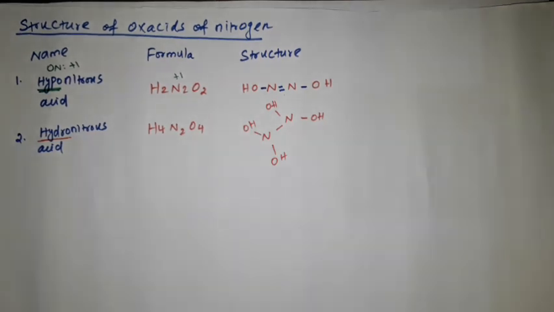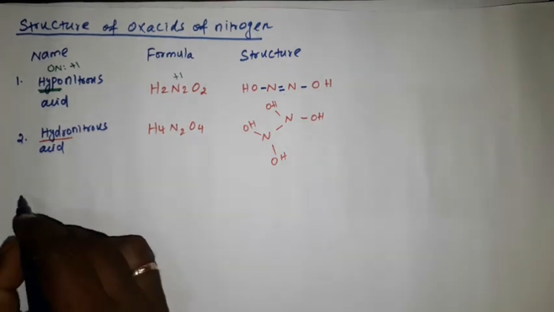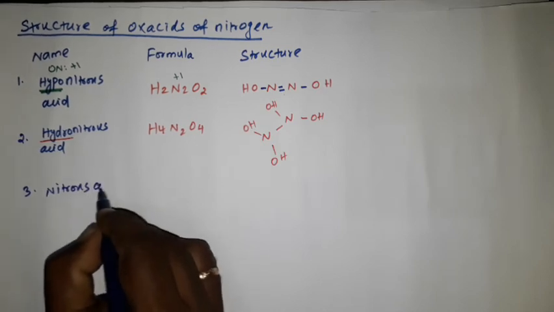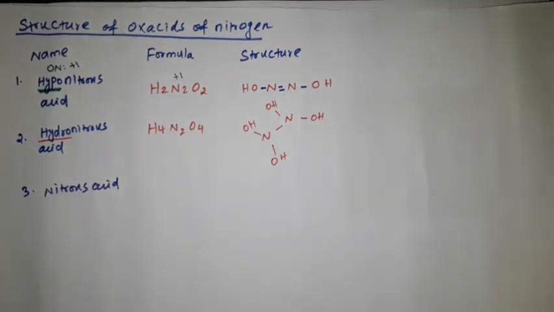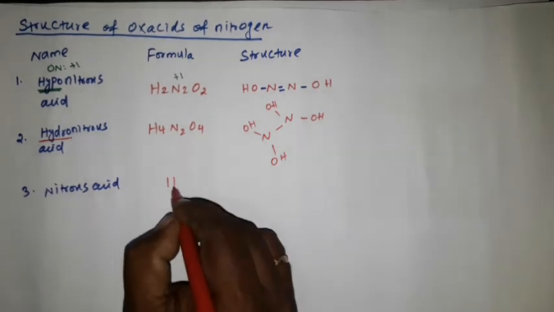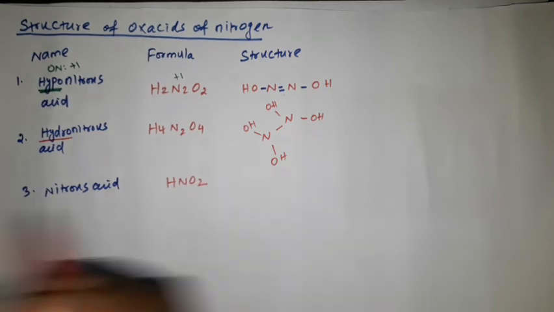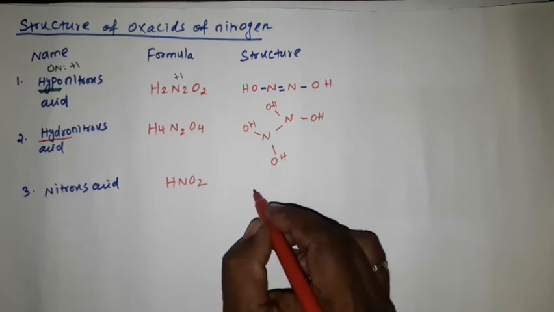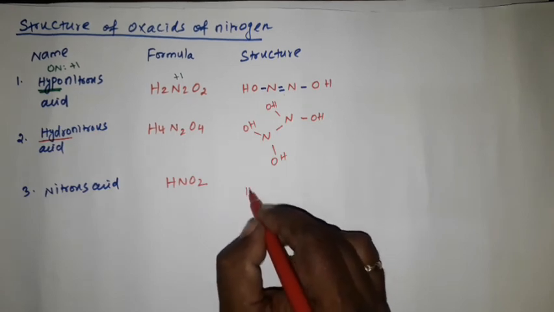Then next type, that is nitrous acid. Next type is nitrous acid. Nitrous acid formula is HNO2. Then the structure will come like this. So try this Lewis structure, you will get easily.